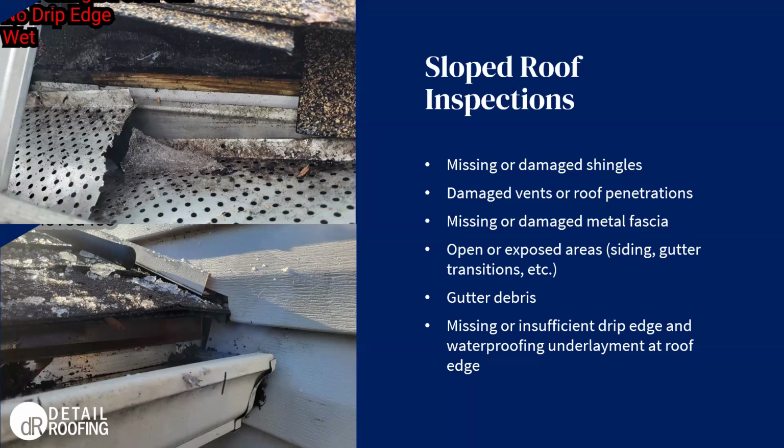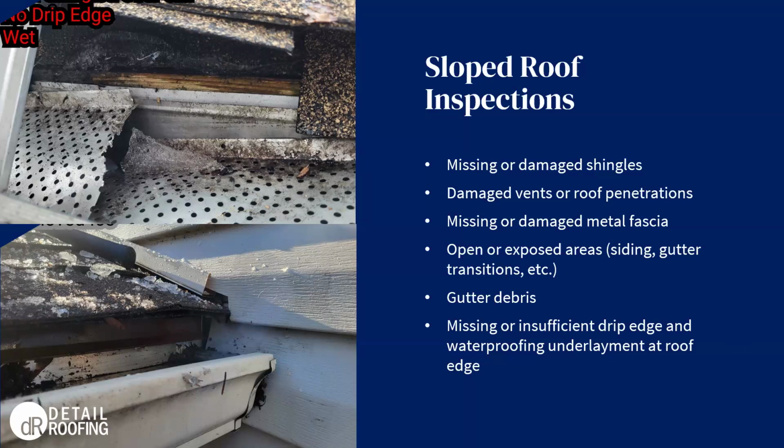So for slope tubes specifically, some of the inspection items to look out for in the fall or earlier, just to prepare for the winter season, would be any missing or damaged shingles, any damaged vents or roof penetrations like flashing at plumbing stacks or at chimney vents, any missing or damaged metal fascia, any areas throughout, whether it's at the metal fascia, siding, or these transitions between the gutter and the side of the roof surface, if that exists at your corporation.